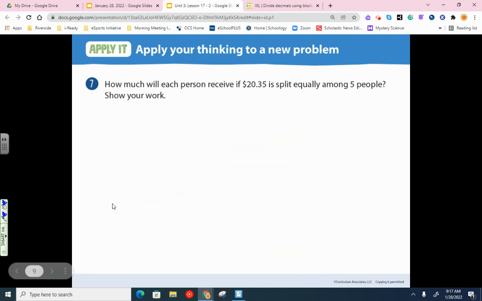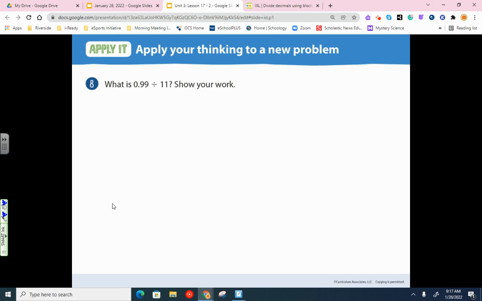Okay, move on to the next one. What is 99 hundredths divided by 11? So this one's already written horizontally, so let's just go ahead and set it up. All right, 0.99 by 11. Okay, bring up your decimal point. 11 goes into 0, 0 times. 11 goes into 9, 0 times. 11 goes into 99, 9 times. So our answer is going to be 9 hundredths.